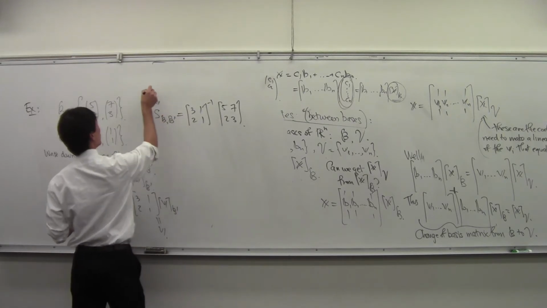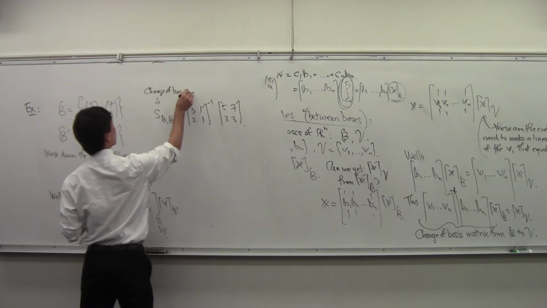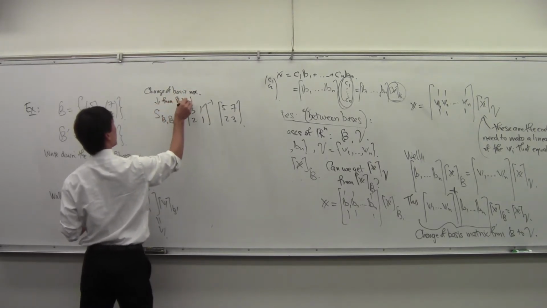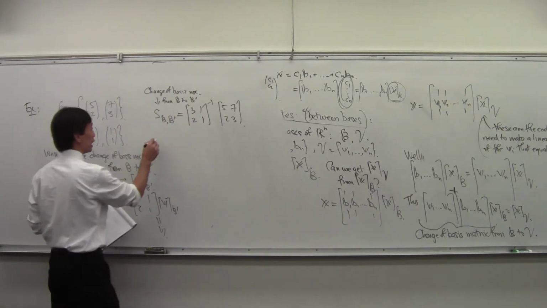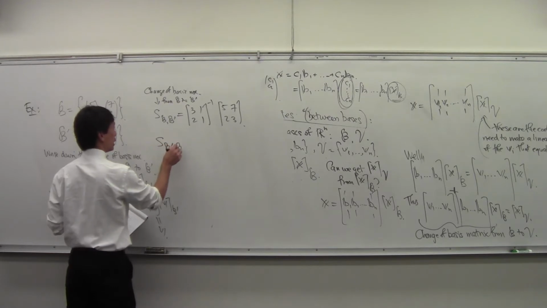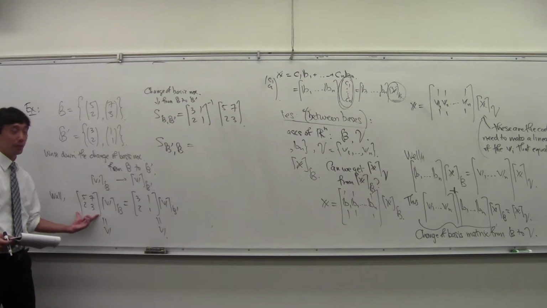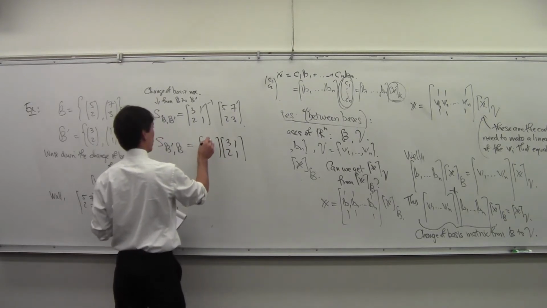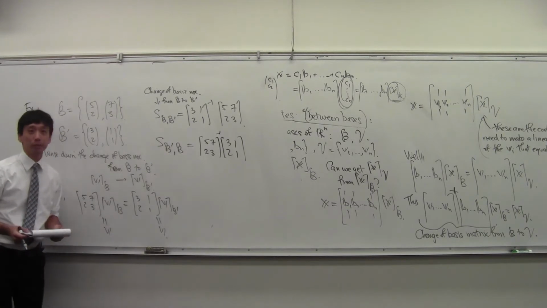So the change of basis matrix from B to B prime, right? And if I wanted to go the opposite direction, from B prime to B, well, I'd multiply on the left by this guy inverse, right? So I would get 3121 times 5723 inverse, right? Whatever that is.